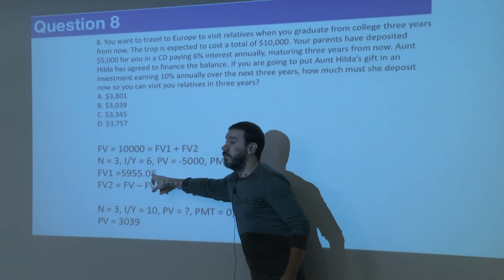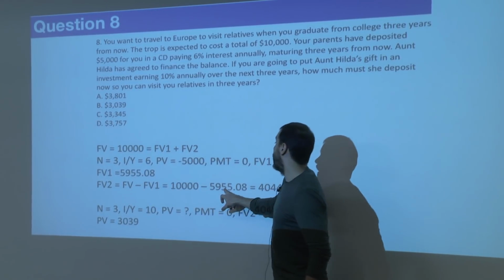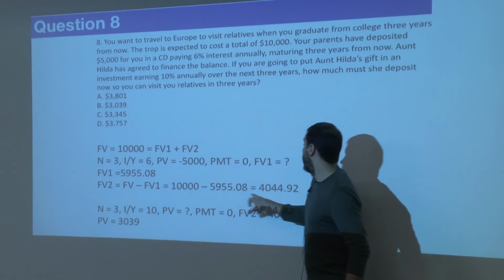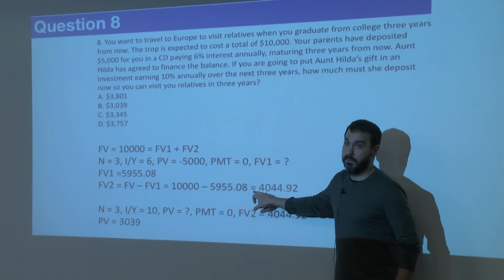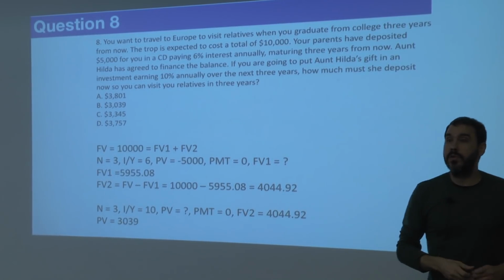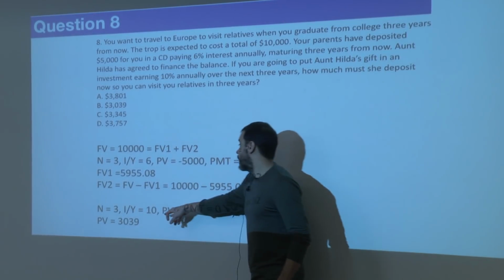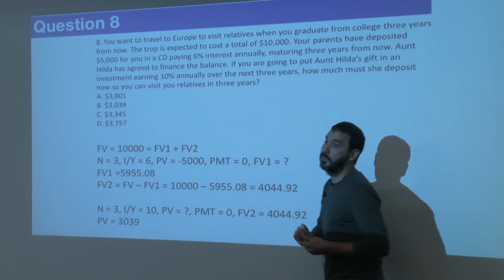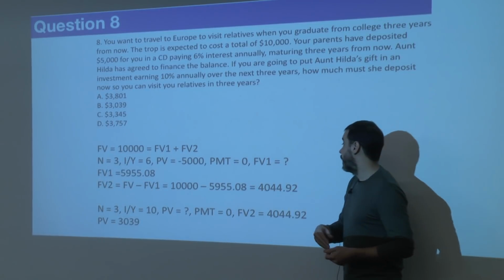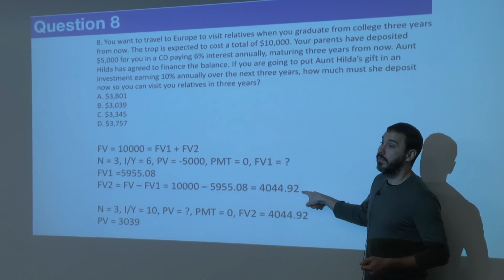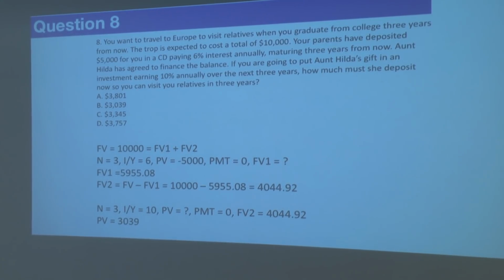But this is not enough. I want to have $10,000. So 10,000 minus this amount that I just found is the portion that I still need to figure out a way to get. And I was told my aunt can also give me money that will be invested at 10%. How much money do I need to invest at 10% now so that in 3 years they will cover this amount?